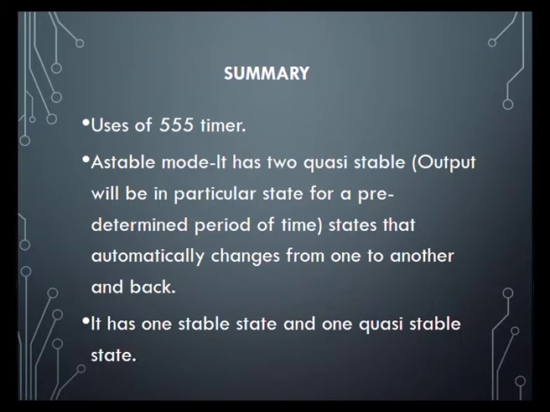In the summary, we need to memorize the 555 timer applications. Because of precise pulse generation, we are able to use it in many applications, and it has two modes: astable mode and monostable mode. In the astable mode there is only one state, that is the quasi state, and in the monostable mode there are two states: the stable state and the quasi state.